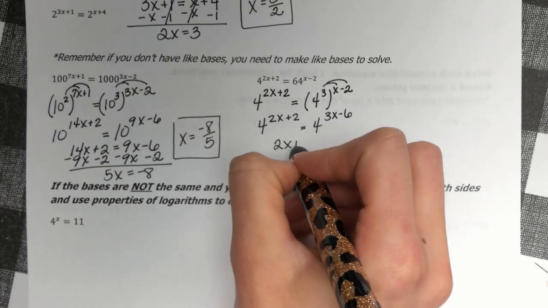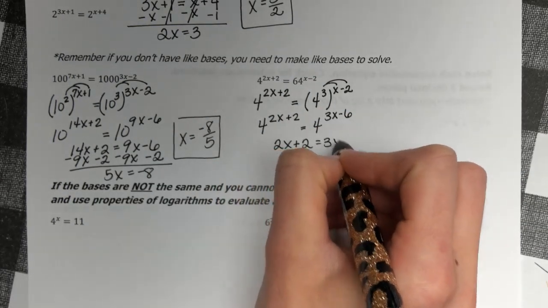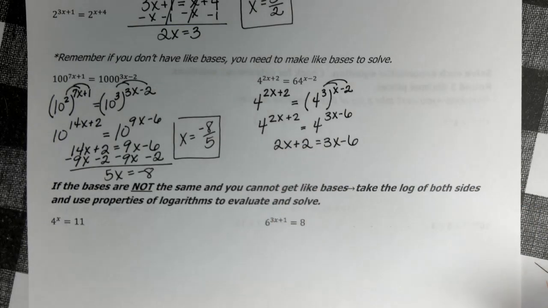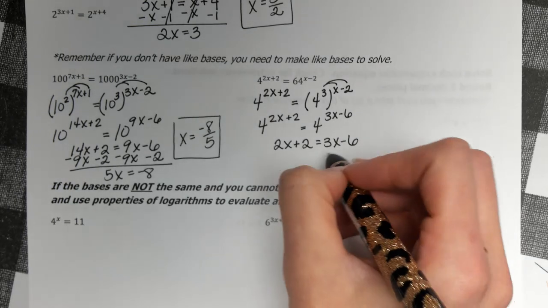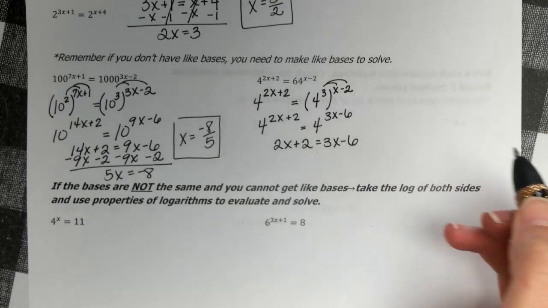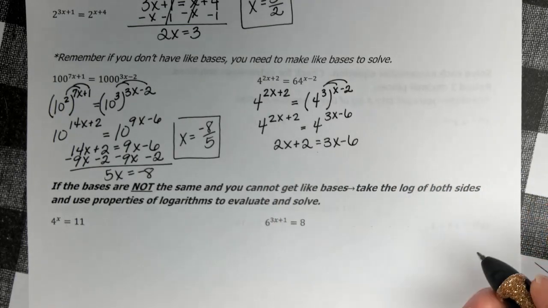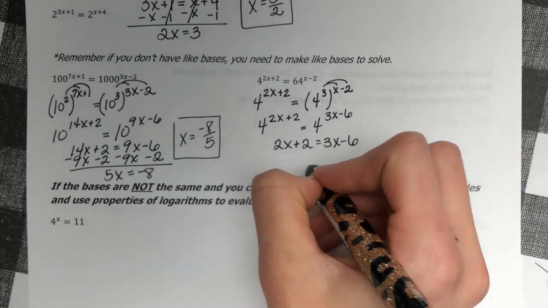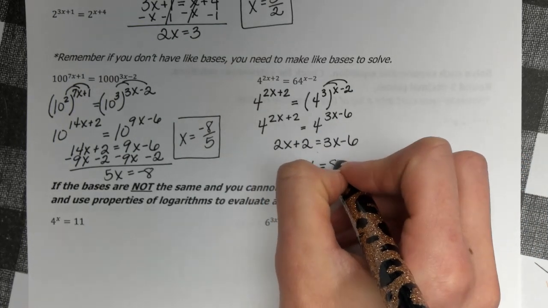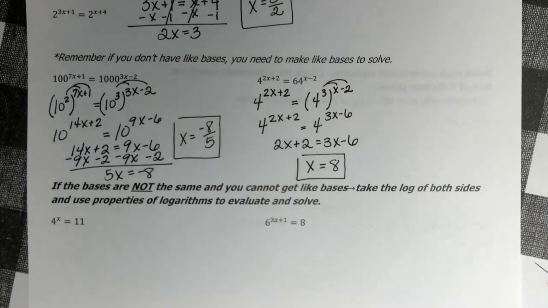So set 2x plus 2 equal to 3x minus 6. Get your variables on one side, constants on the other. If you subtract your 3x, you're going to have a negative x, which is fine. You'll just divide by negative 1. Or you can move your 2x to the 3 and your 6 over. Either way, you should get x equals 8. Okay, are we good manipulating that?